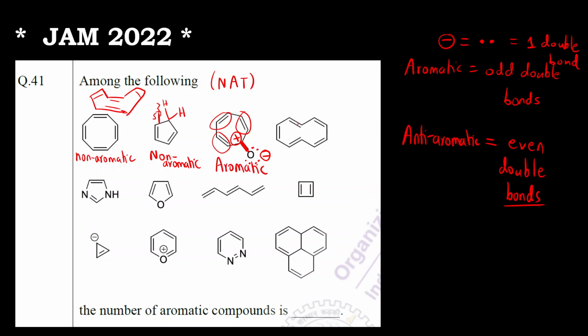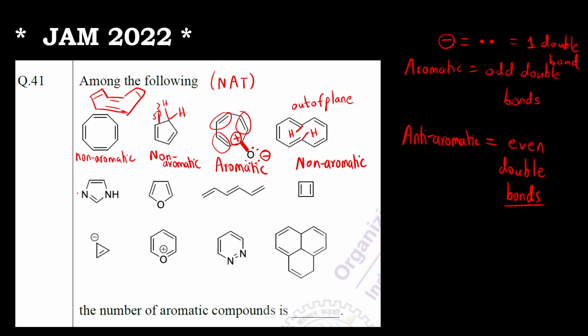Here you might think that 1, 2, 3, 4, 5, 5 double bonds, that is odd, so it should be aromatic, but it is not going to be aromatic. Why? Because here if you see, there is one hydrogen like this and there is one hydrogen like this. Because of these two hydrogens which are very close to each other, these are out of the plane of the paper. So it is not going to be aromatic, it is non-aromatic.